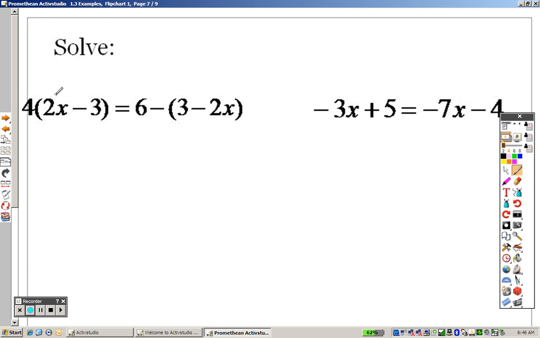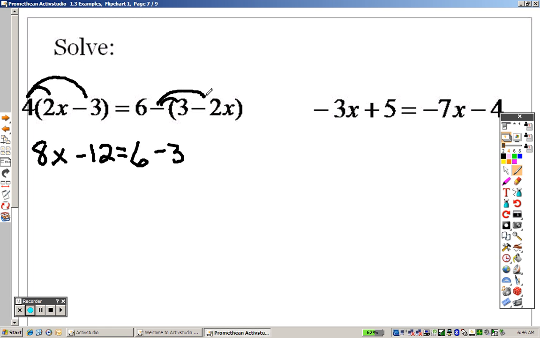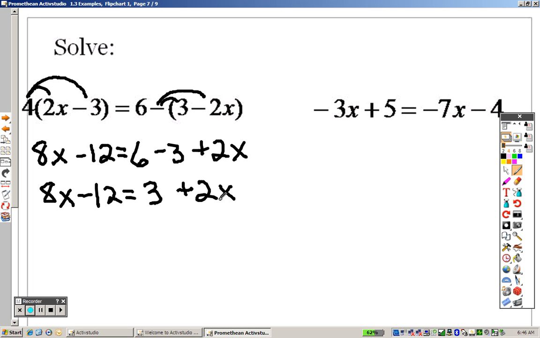Okay, some more crazier ones here. 4 times 2, because of the distributive property, is 8x. 4 times negative 3 is negative 12. I still have 6. Negative times 3 is negative 3. Negative times a negative 2 is a positive 2, and the x comes along for the ride. So we have an 8x minus 12. 6 minus 3 is 3, and that's a positive 2x.